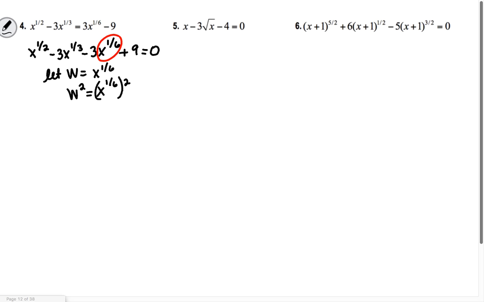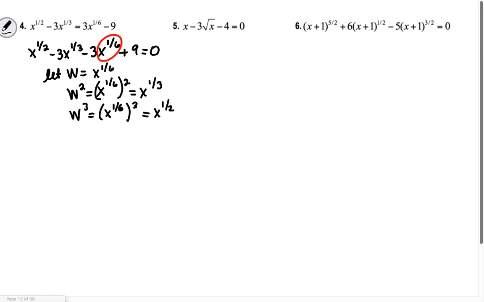What is that? X to the 2/6. What's 2/6? 1/3, right? That's what we want. We want x to the 1/3. So that means that this one is our w squared. So we're good. What about the x to the 1/2? So x to the 1/6, what do I raise it to get x to the 1/2? To 3, right? So that's w cubed.